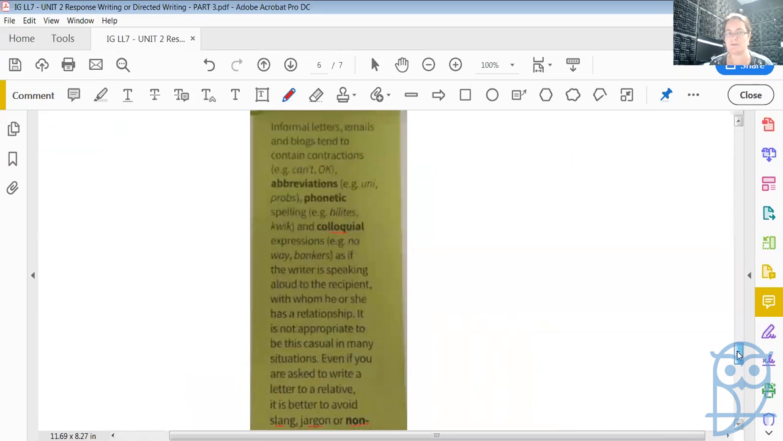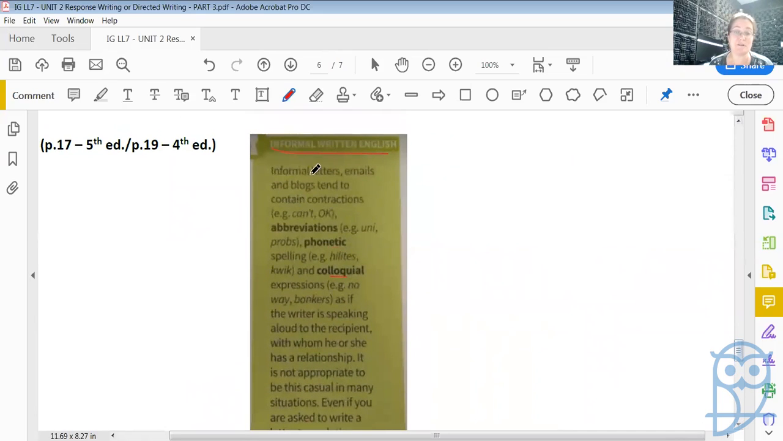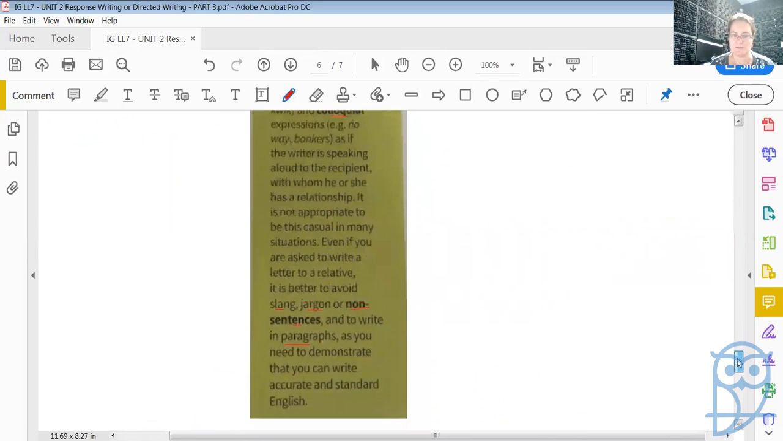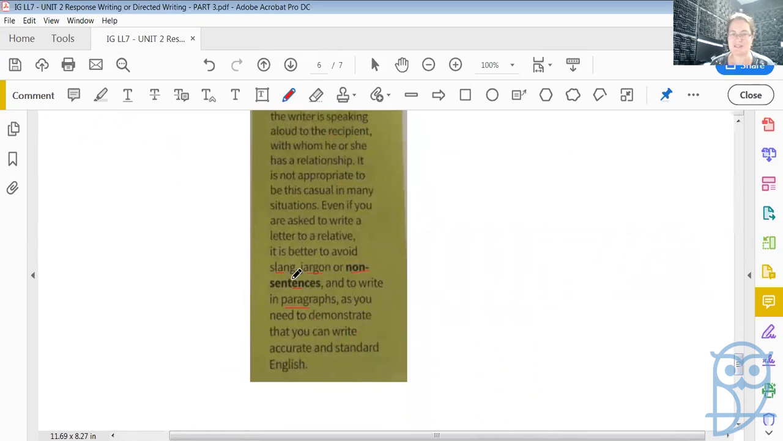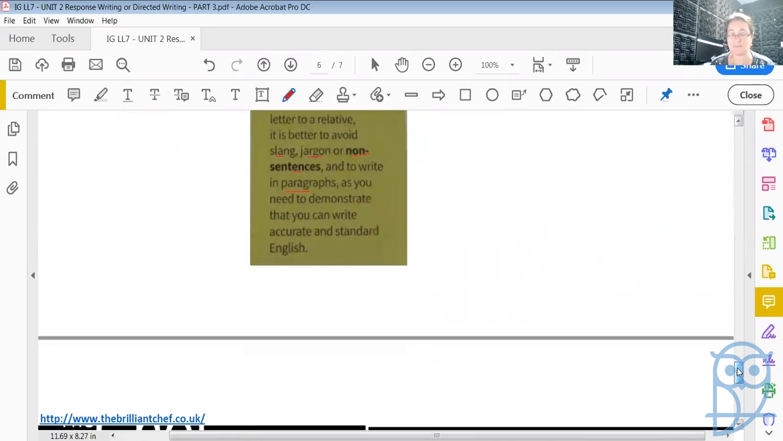So this is quite a nice point to keep in mind. Even if you have to rewrite something that is formal as an informal letter, or if they did ask you to write it as a blog, which I highly doubt, then you just remember to include some of these things, right? But don't get too casual. Don't use slang and jargon, etc. Even though these things generally do contain them.